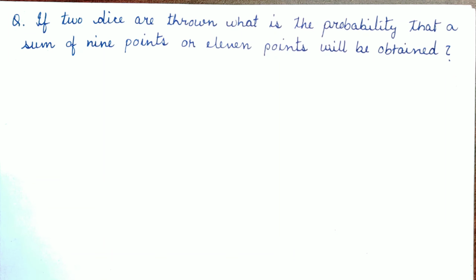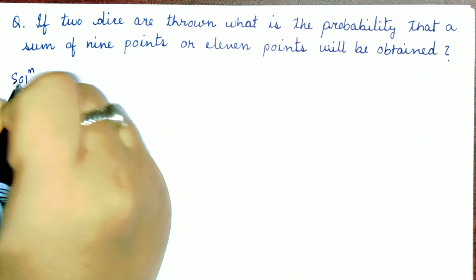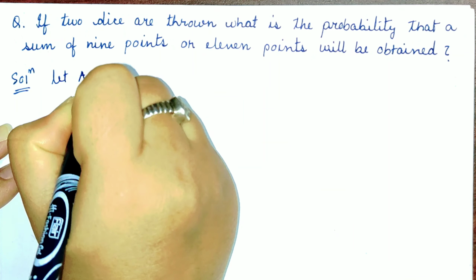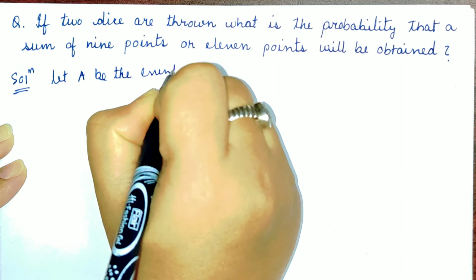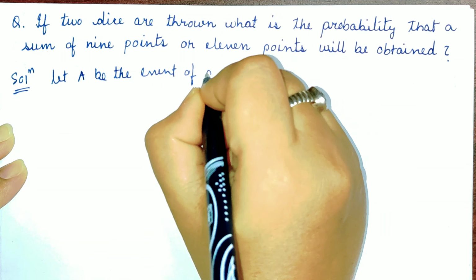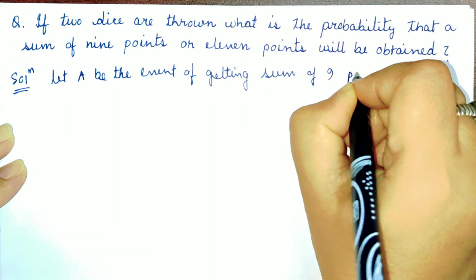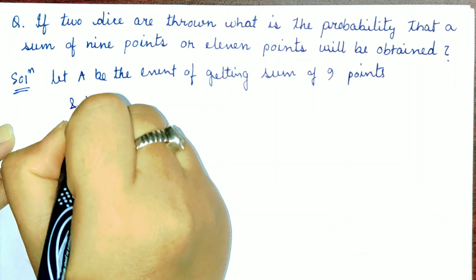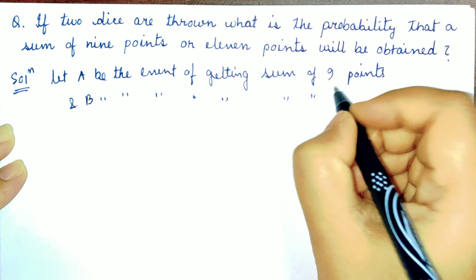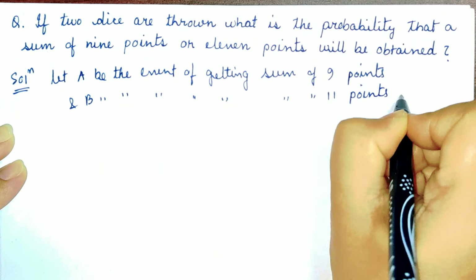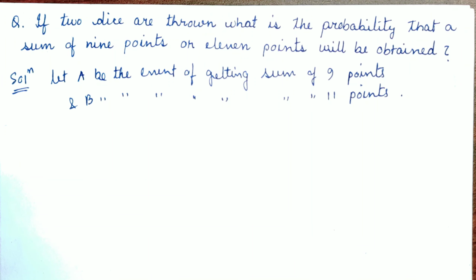Next question. If 2 dice are thrown, what is the probability that a sum of 9 points or 11 points will be obtained? We have already solved this type of question. First of all, we assume that let A be the event of getting sum of 9 points and B be the event of getting sum of 11 points. Now we will find out whether we will get the same value or not.